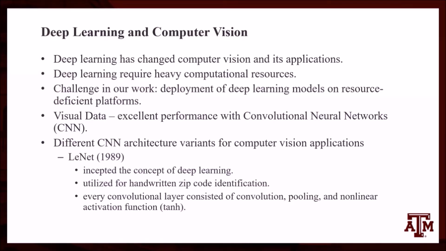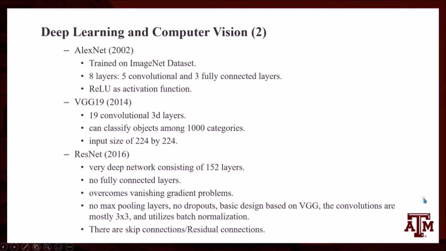Different CNN architectures have been proposed ever since they were applied to computer vision. One of them was LeNet, which incepted the concept of deep learning. It was previously used for handwritten zip code identification, and every convolution layer consisted of a convolution operation, pooling, and a nonlinear activation function, which was tanh.